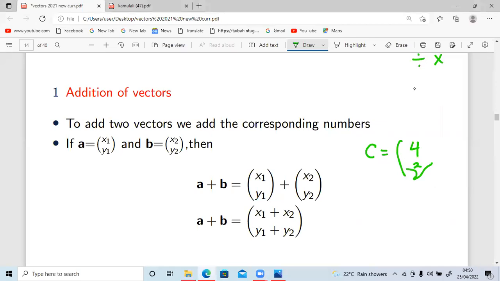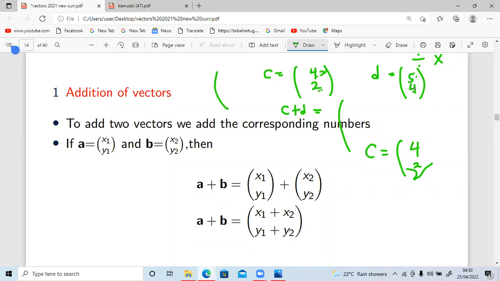Yes. Okay, so when I have 2 vectors, I have C = (4, 2) and D = (5, 4). When you are adding vector C plus D, always add the corresponding ones. The 4 can only be added with 5, and 2 can only be added with 4. Remember the first one, in column form, is always X, and the second digit is Y. So you only add the X and the X, the Y and the Y. Keep that at the back of your mind.